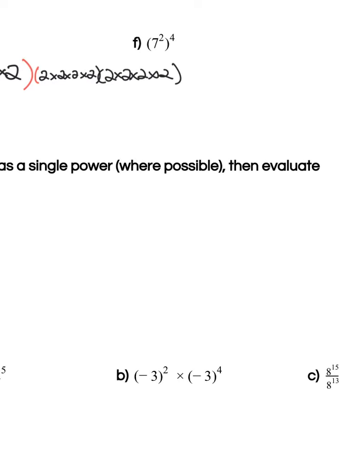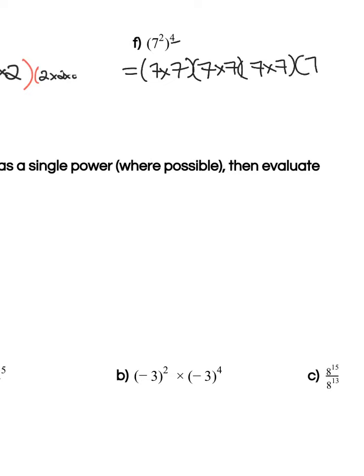Final example for this one. I'm going to do the same thing. 7 to the power of 2 means that I'm going to multiply 7 by itself twice. But on the outside, it says that I have 4 of those brackets. So I'm going to have 7 times 7, 7 times 7, 7 times 7. Okay, now I'm going to count up all my 7s. I have 1, 2, 3, 4, 5, 6, 7, 8. So I could say that this is the same thing as saying 7 to the power of 8.